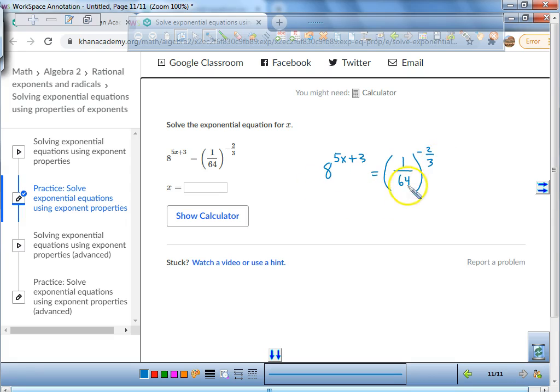Are these the same base? They are not, are they? All right, so here we go. In your journal, 8 to the power of 1 is 8. 8 to the power of 2 is 64. 8 to the power of 0 is 1.